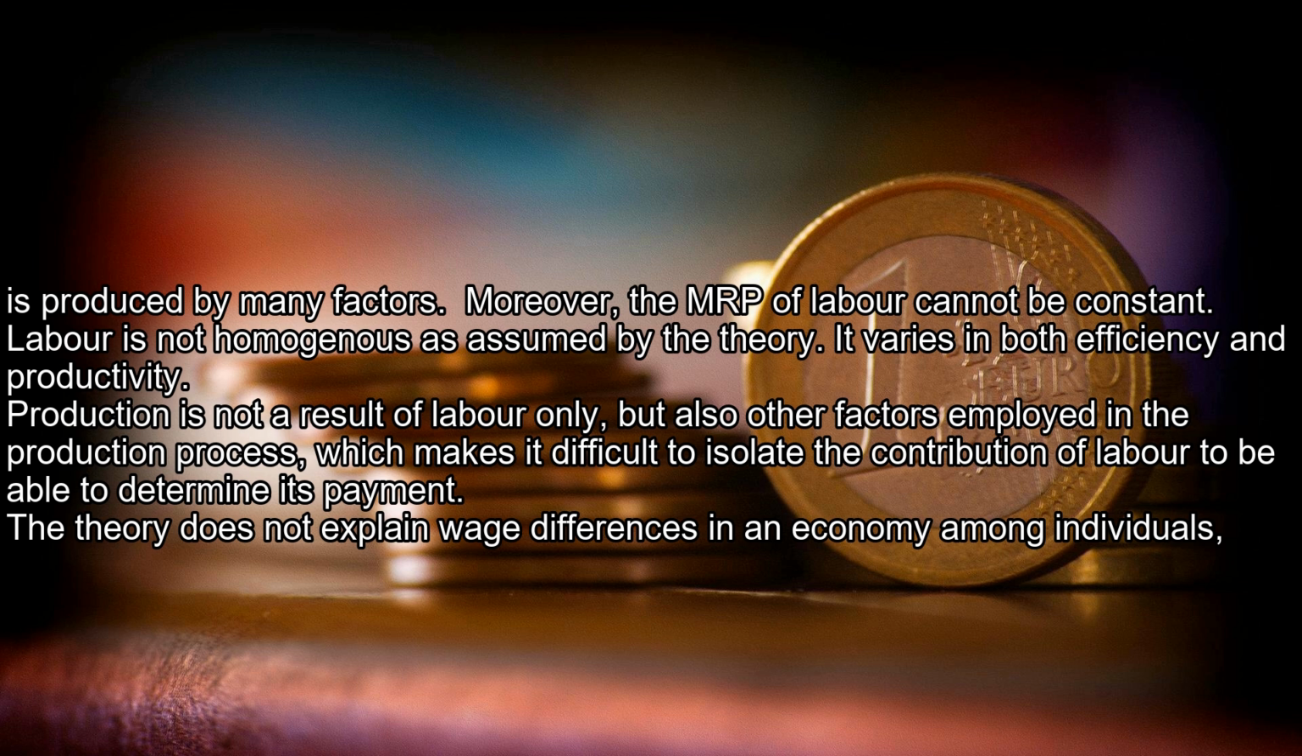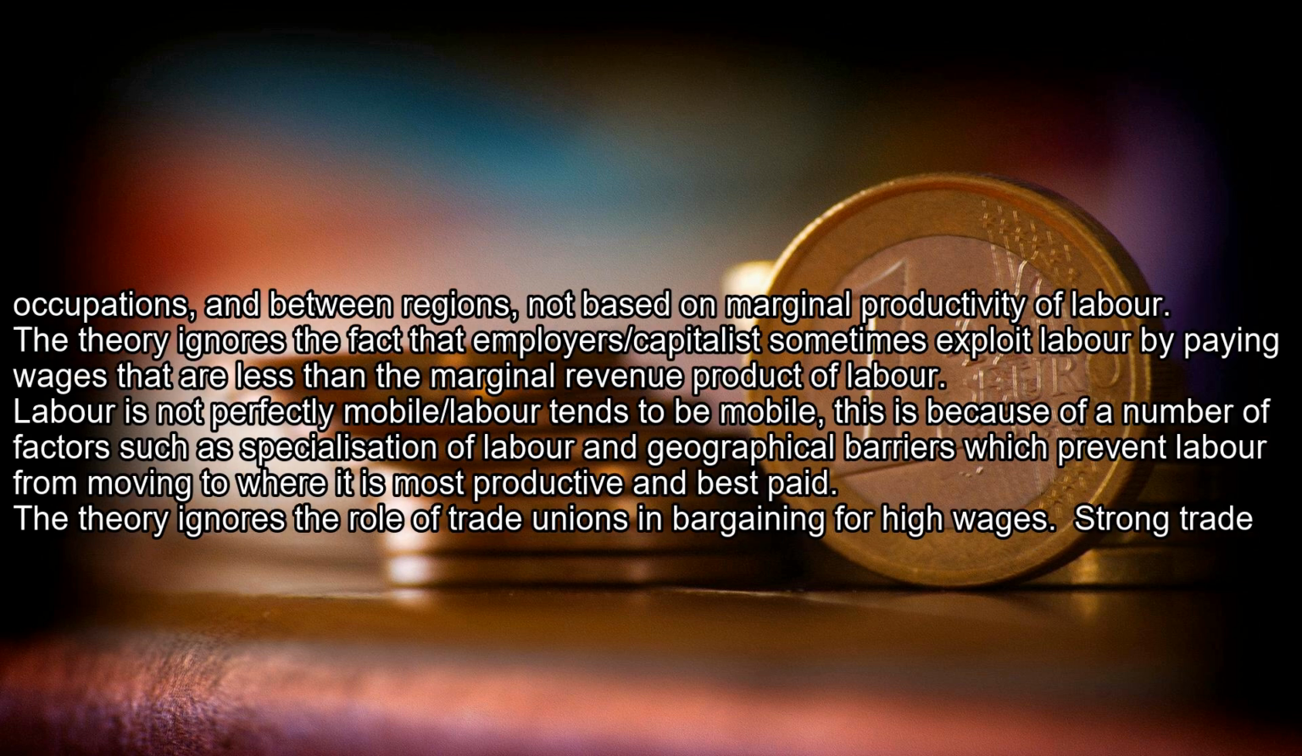Labor is not homogeneous as assumed by the theory. It varies in both efficiency and productivity. Production is not a result of labor only, but also of the other factors employed in a production process, which makes it difficult to isolate the contribution of labor to be able to determine its payment. The theory does not explain wage differences in an economy among individuals, occupations, and between regions, not based on marginal productivity of labor. The theory ignores the fact that employers/capitalists sometimes exploit labor by paying wages that are less than the marginal revenue product of labor.